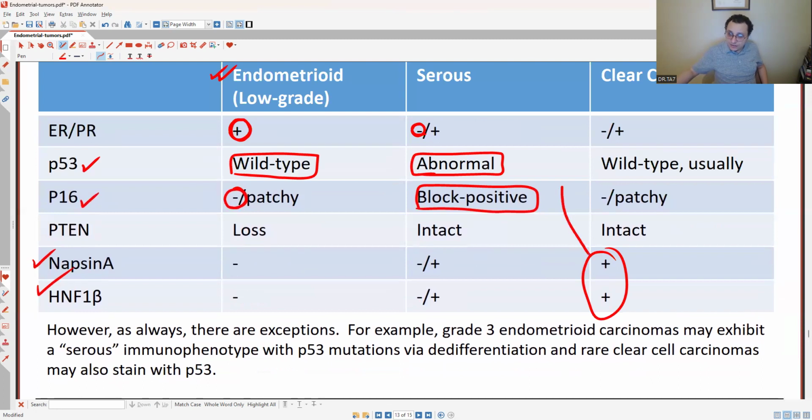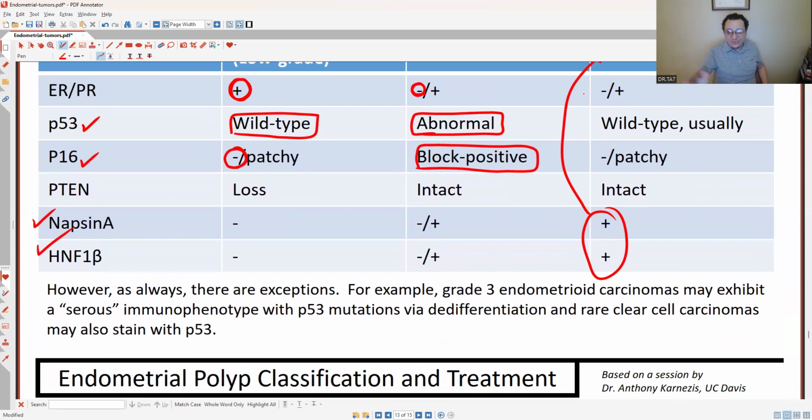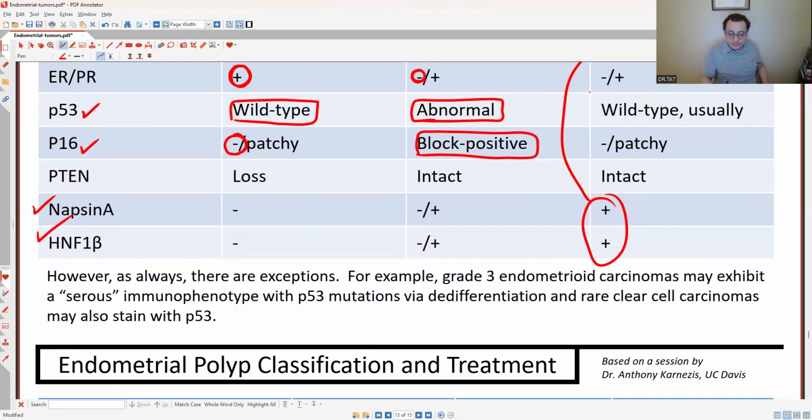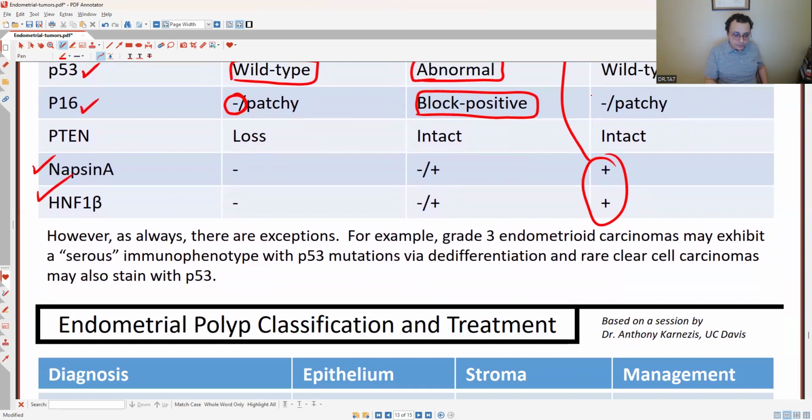clear cell carcinoma of the cervix. Clear cell carcinoma, it doesn't matter where; it's also there in clear cell carcinoma of the endometrium. However, it's negative in the others. Serous might show napsin A and HNF1 beta positivity, but it's usually negative.